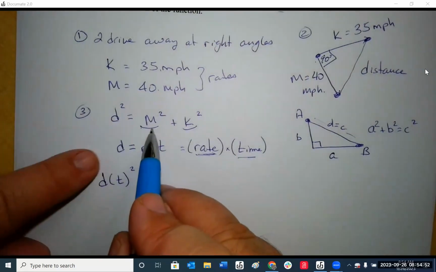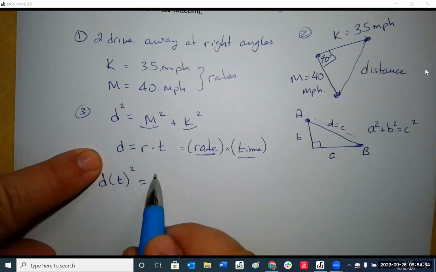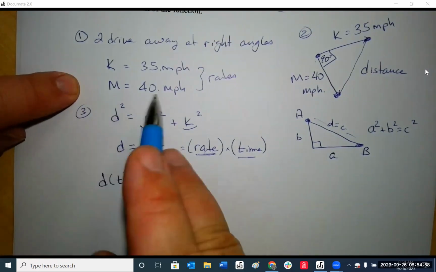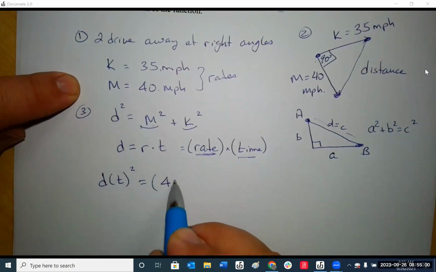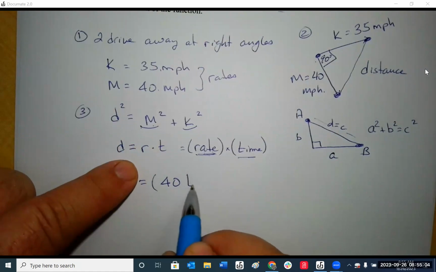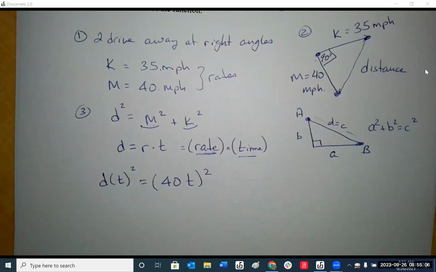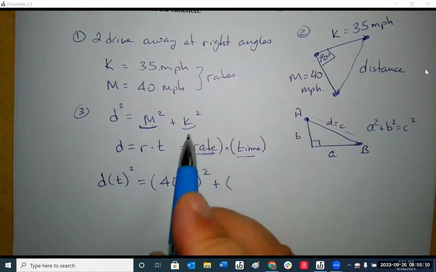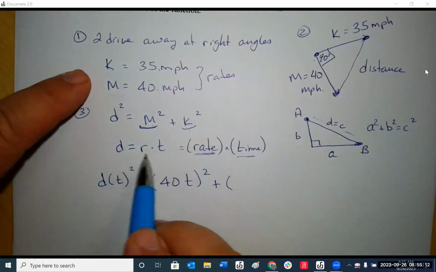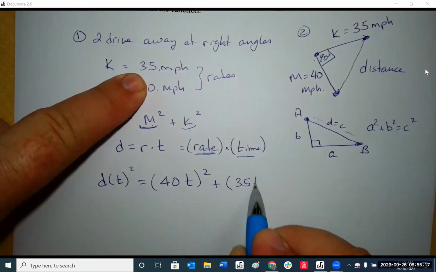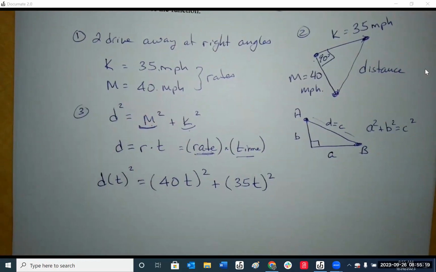So what's the distance of Mateus? What's his rate? 40. What's his time? T. So that's his information. And Kiara, what's her distance? Rate times time. 35 times T squared.